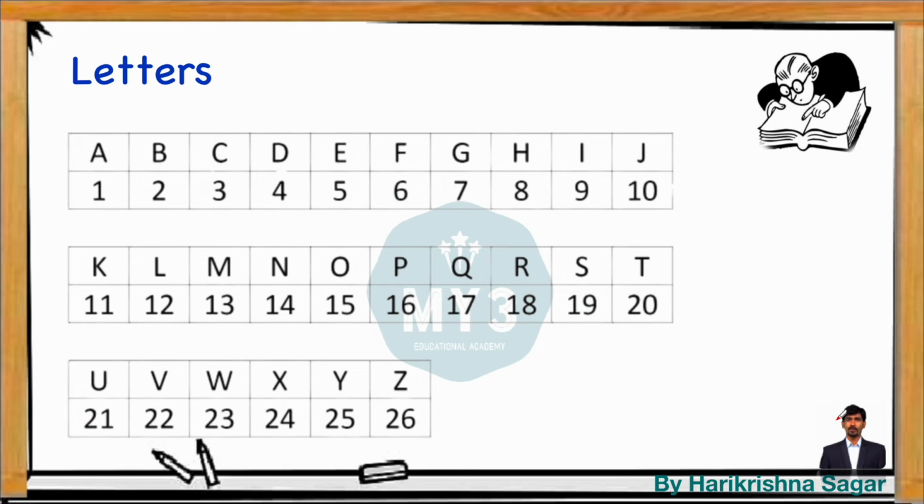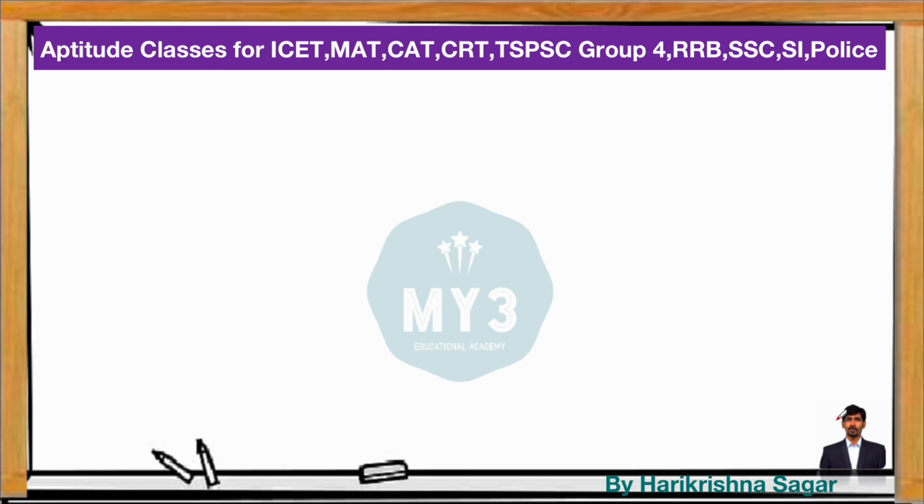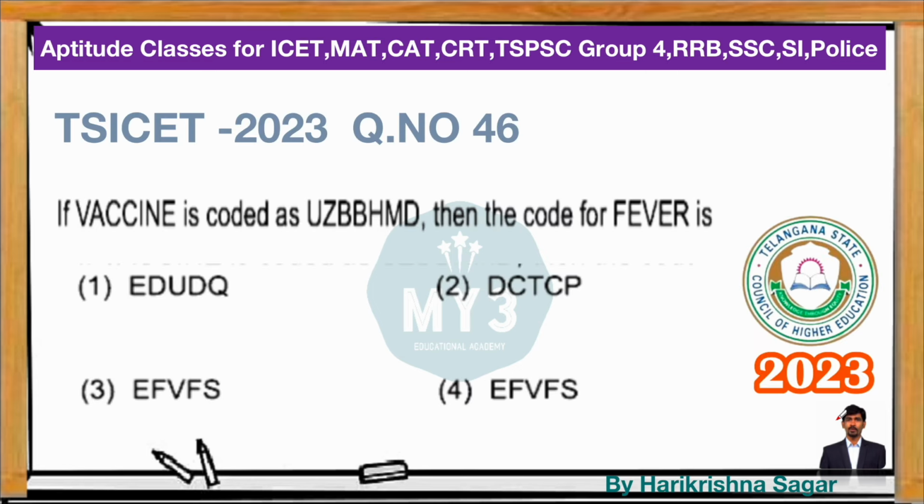So let's go to the questions which are given in the 2023 TS ICET paper, question number 46. Till session 3 we completed till 45 questions in the ICET examination. From 46 to 50 we will cover in this session. If vaccine is coded as this, then how is the word fever coded? This is the question given.